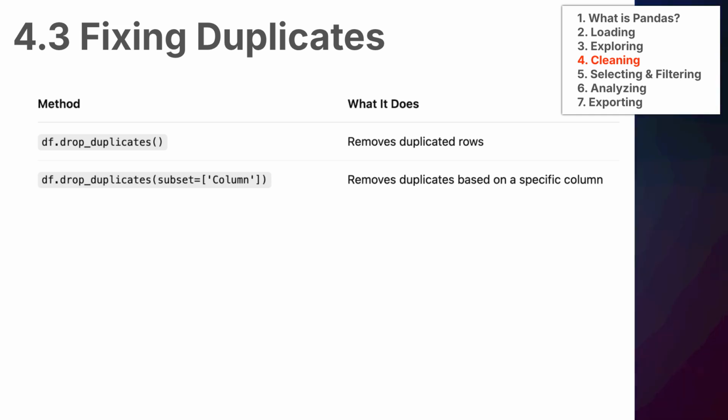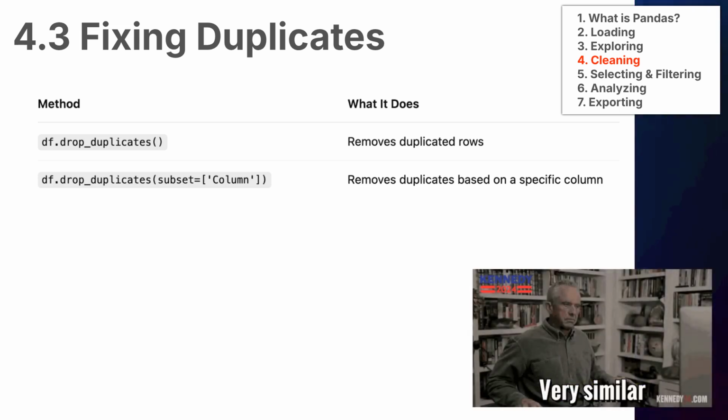3. Fixing duplicates. This is the part where you clean up repeated rows that could mess up your analysis. Imagine you accidentally copied and pasted the same line in Excel. These tools help you find and fix that.